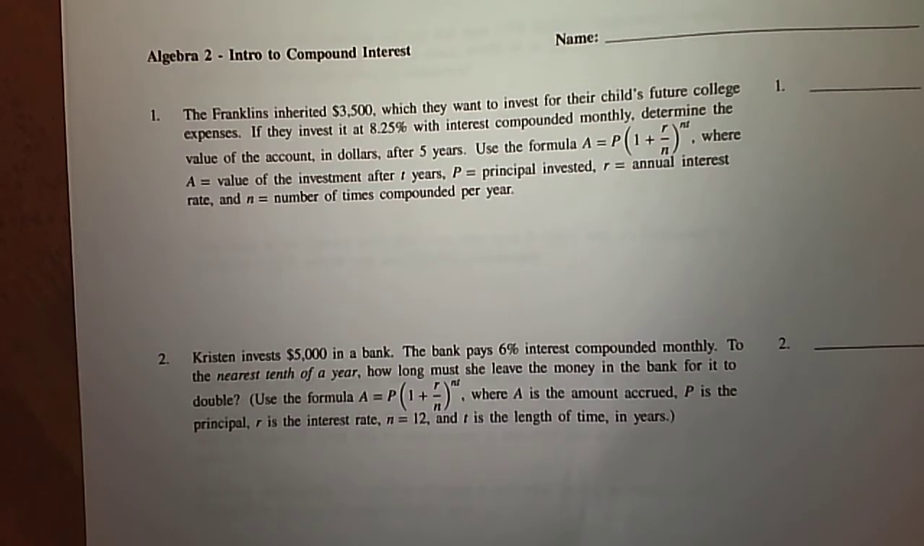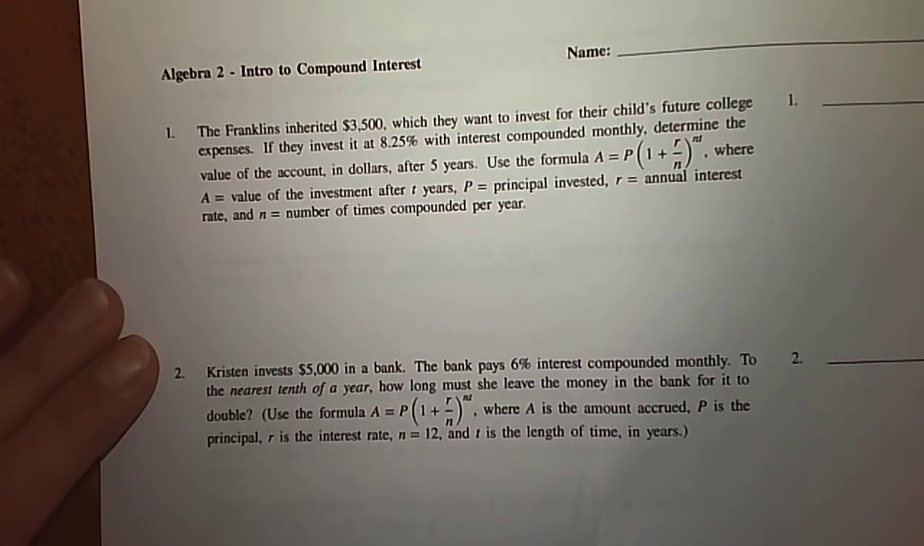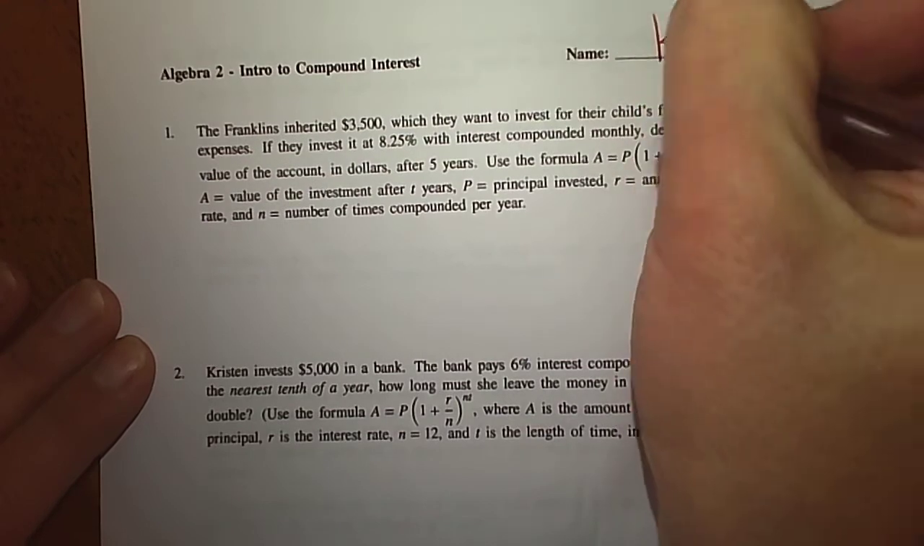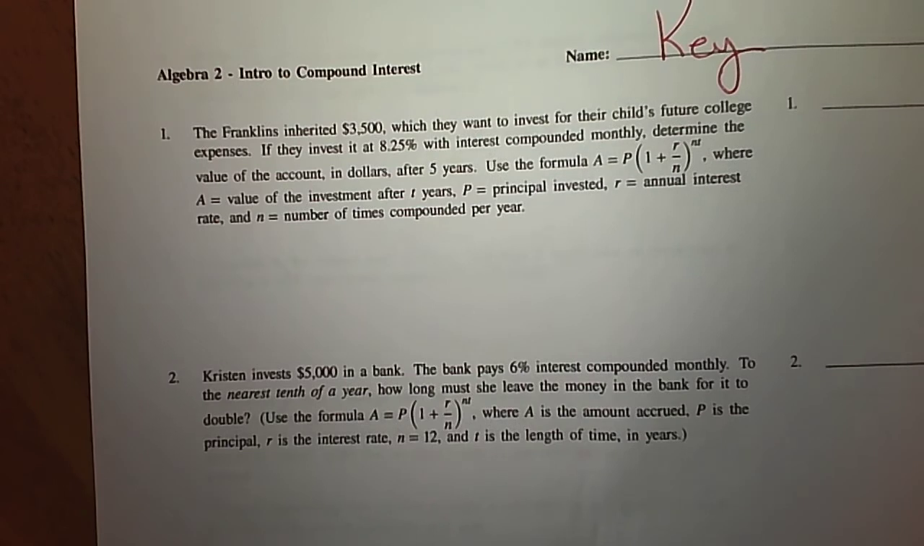Today we're going to go through the homework that you guys had to do over the weekend, and let's see how you did. So the first one here, I'm going to write the word key up here. All right. First one says the Franklins inherited $3,500, which they want to invest for the child's future college expenses.